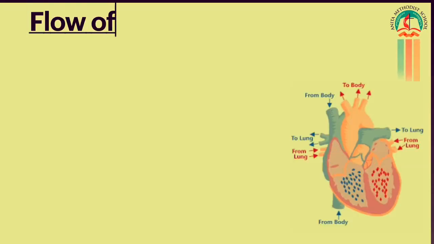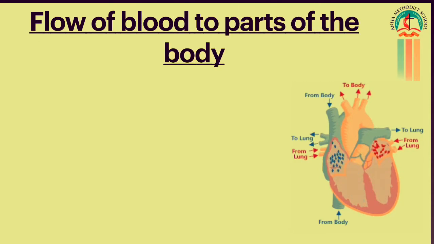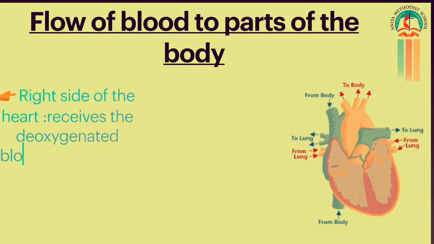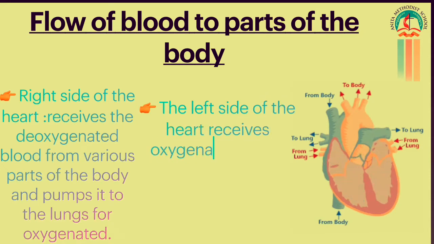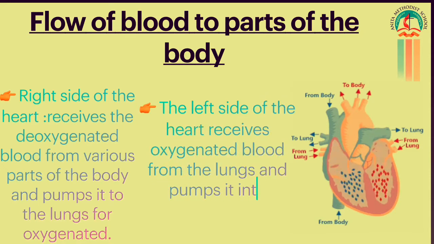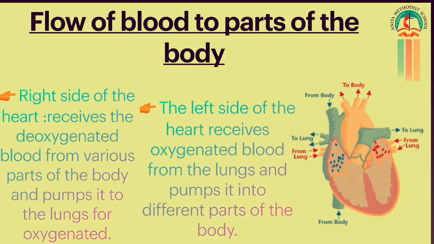Does anyone know how the blood is circulated to different parts of the body? Any guesses? Okay, let's see. Right side of the heart receives the deoxygenated blood from various parts of the body and pumps it to the lungs for oxygenation. The left side of the heart receives oxygenated blood from the lungs and pumps it into different parts of the body.